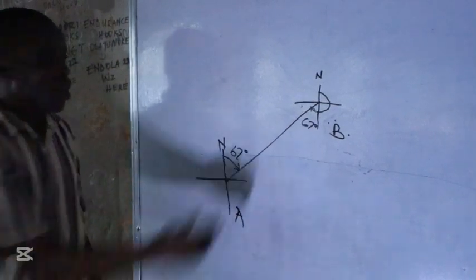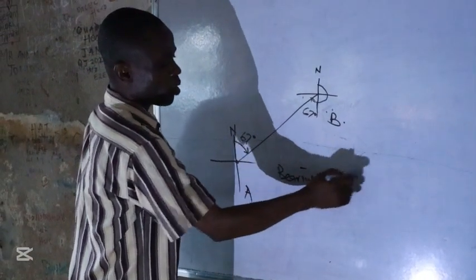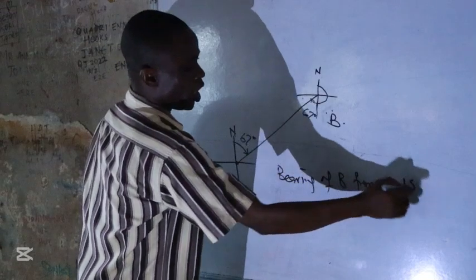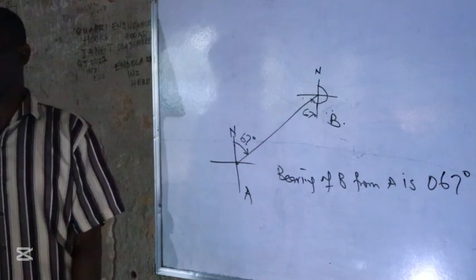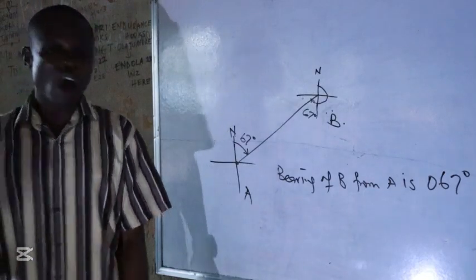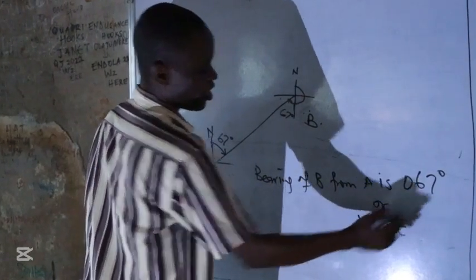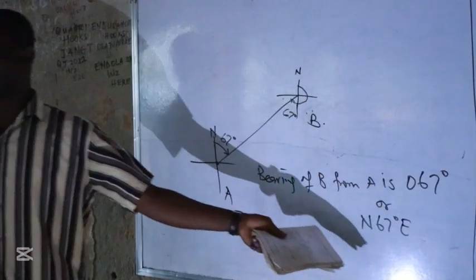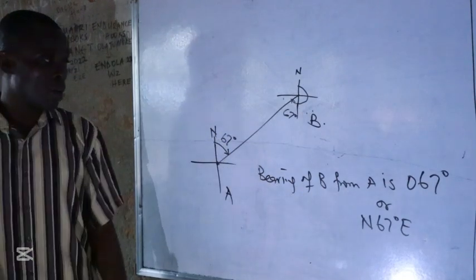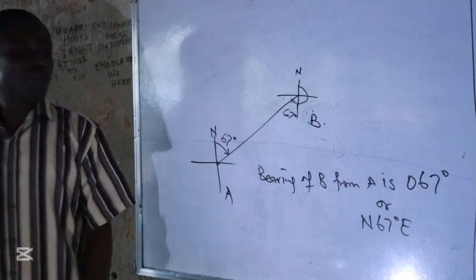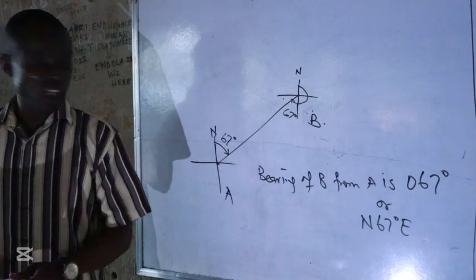So what will be the answer? Bearing of B from A is 067. Please don't write 67, but 067 degrees. Or N 67 degrees E. If it is compass bearing, I can use 2 figures. But if it is 3 figures bearing, you must use 3 figures. So 067 degrees or N 67 degrees E.